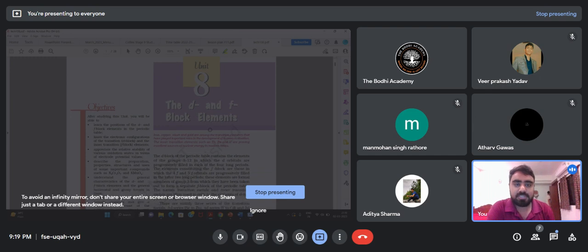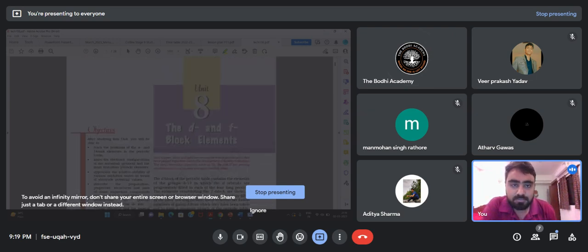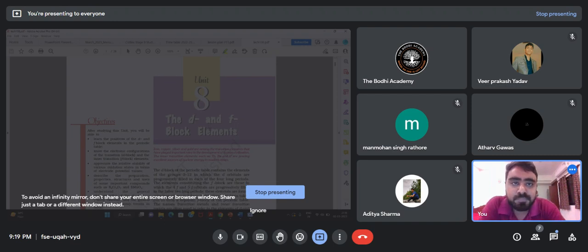So today's topic is D and F block elements. Students who have the periodic table with you, please take it out and keep it in front of you, and also take out your textbook. This chapter is D and F block elements, Unit 8. The periodic table will be very helpful for you. So a textbook and a periodic table. I'm giving you 1 minute. Please do that right now because that is very important for us to understand this topic in a good way.